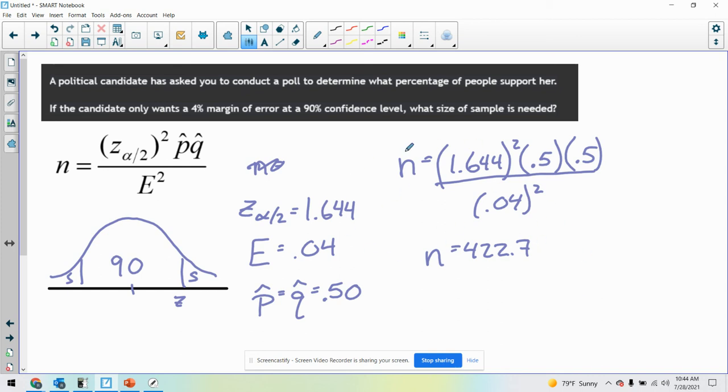You have to make sure your sample size is large enough for this to work. So let's just say this was 422.2. If I said round to the nearest person, this would round down to 422. But that might now not be enough people. So whenever you're doing these problems, no matter what the decimal is, even if it's 422.0001, to make sure your sample size is large enough, you always round up. So this is going to be 423 people.